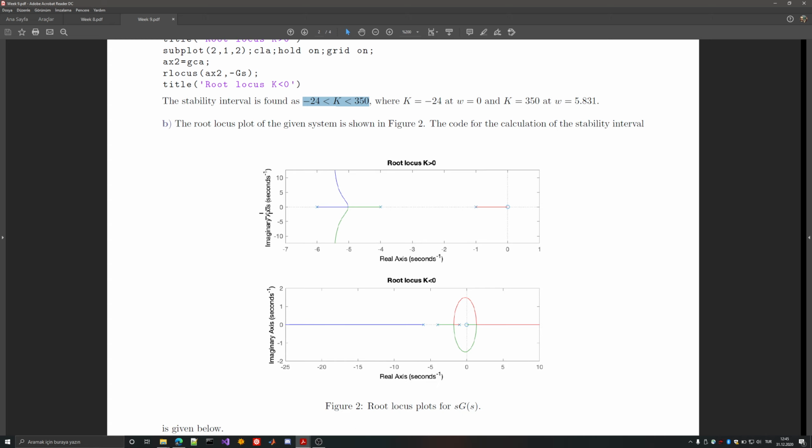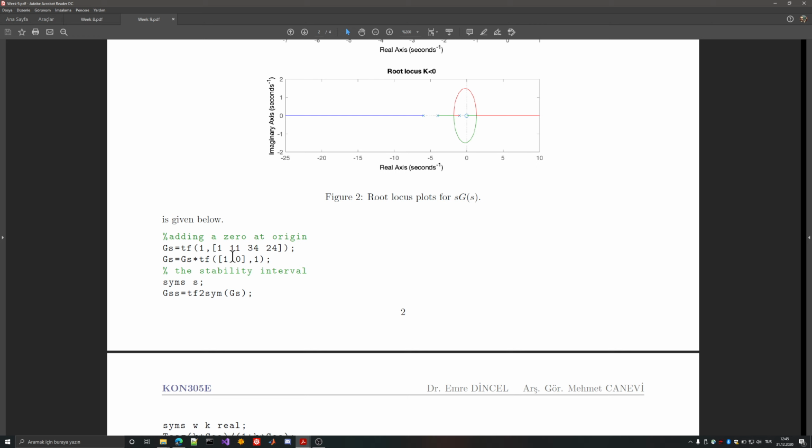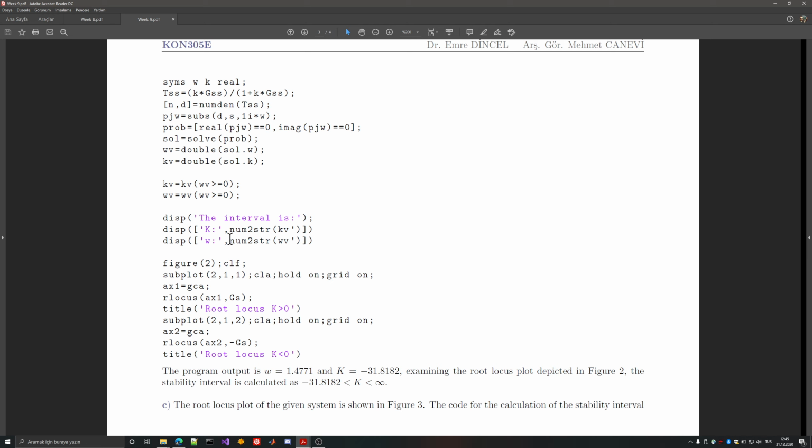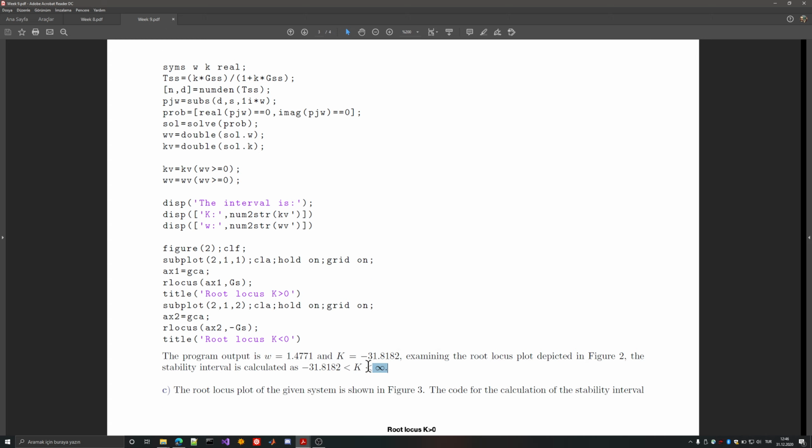So if I'm multiplying with s, I will get this, and I look for the whole stability interval here. I can also use directly -gs and gs, or I can use this method here to get the solution. So I get that the frequency is 1.4771, and my value for the negative bound becomes -31.8. And there is no positive crossing.